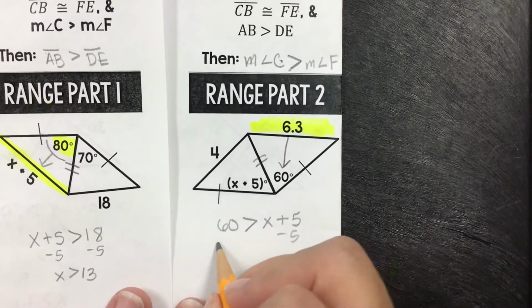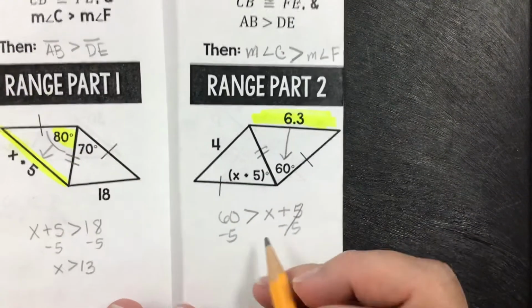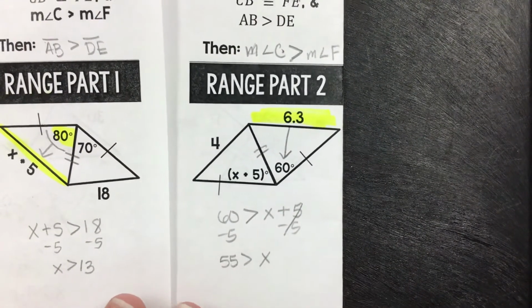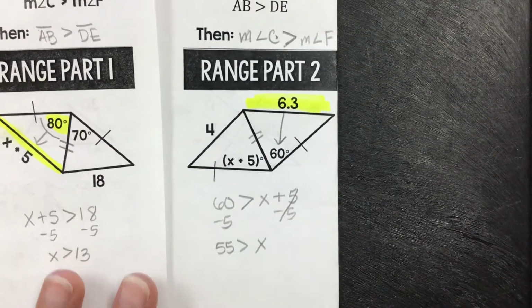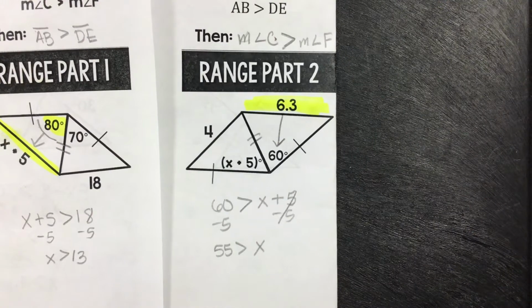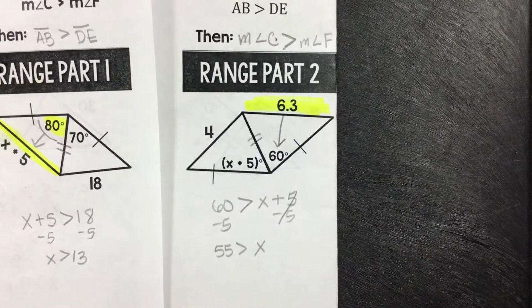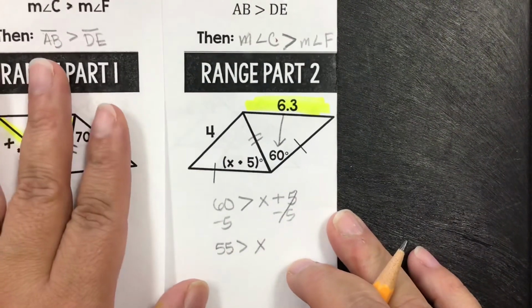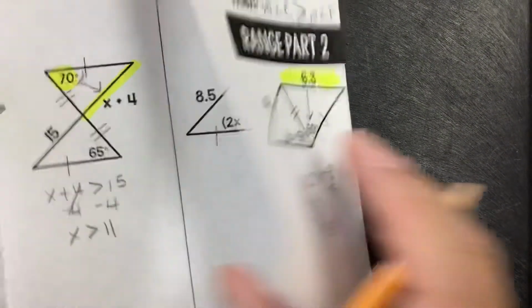Subtract 5 from both sides. 55 is greater than x. We are supposed to find the lower limit of this equation, but this would be good enough for me. That means they can't go past a certain number because then you have a negative angle. But that would be good. All right.